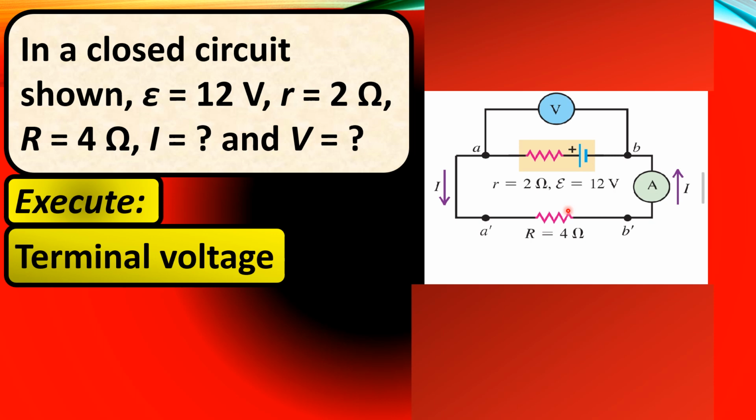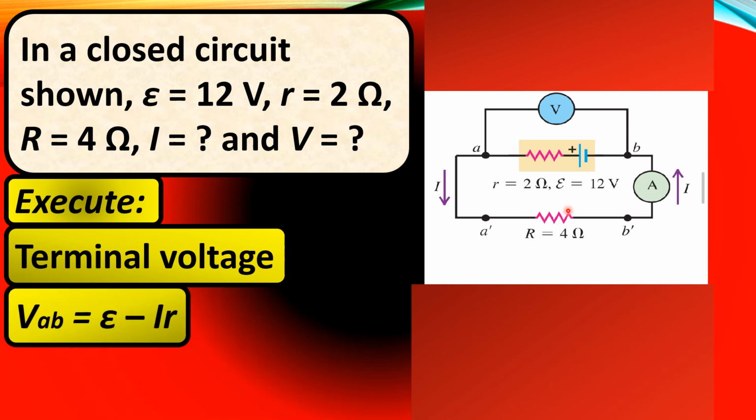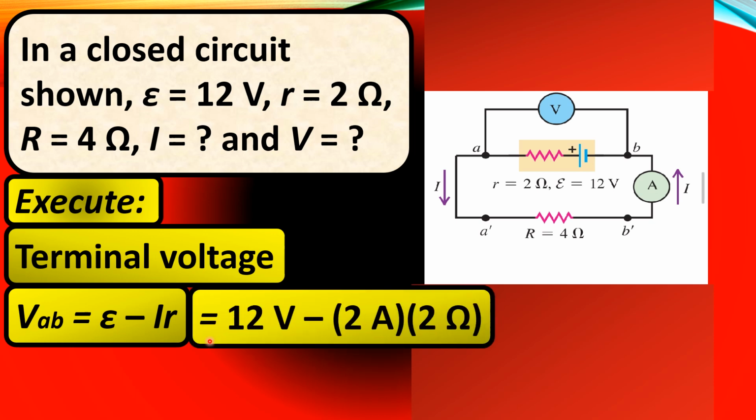Terminal voltage, labeled V sub AB, is just the difference between the battery's EMF and the Ir voltage, or the product of the current I and the internal resistance r. So if you get the difference, that is 12 volts, which is the value of the battery's EMF, minus 2 amperes multiplied by 2 ohms, we will get the value for the terminal voltage V sub AB equal to 8 volts. So in short, the voltmeter reads 8 volts.